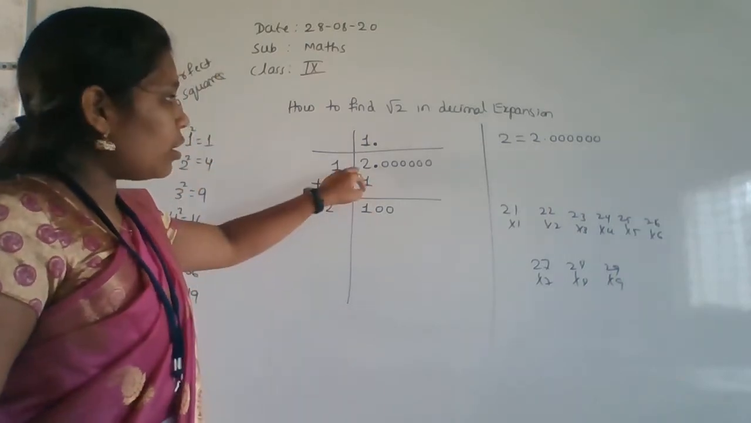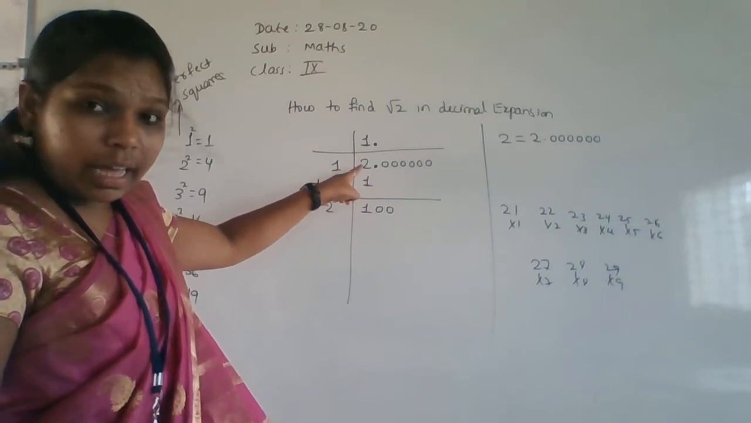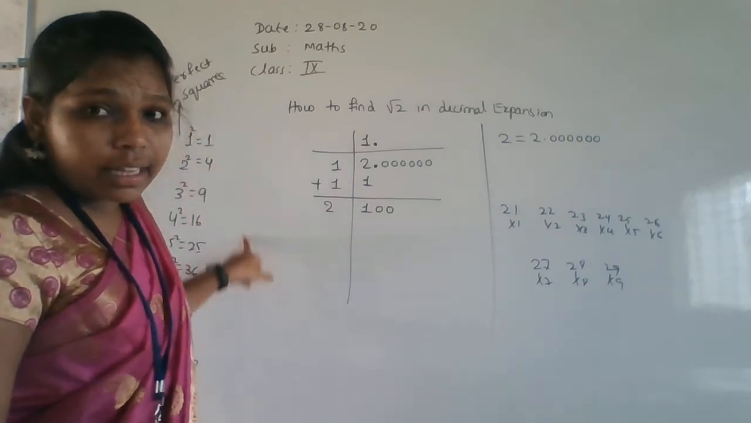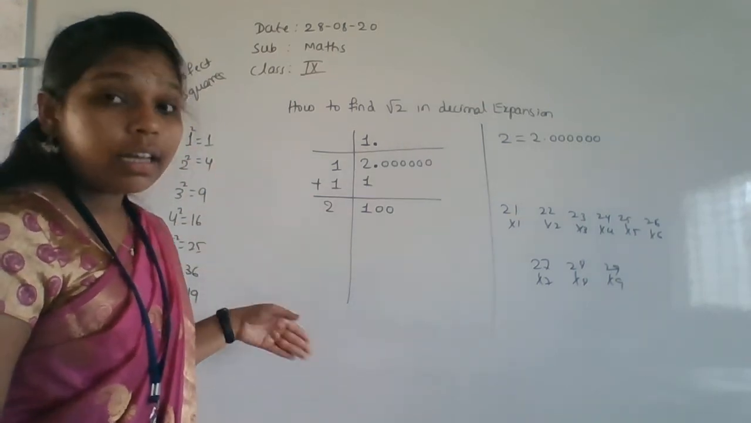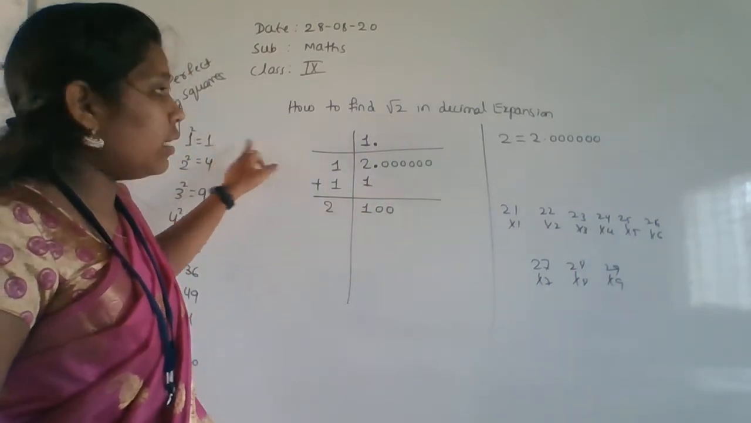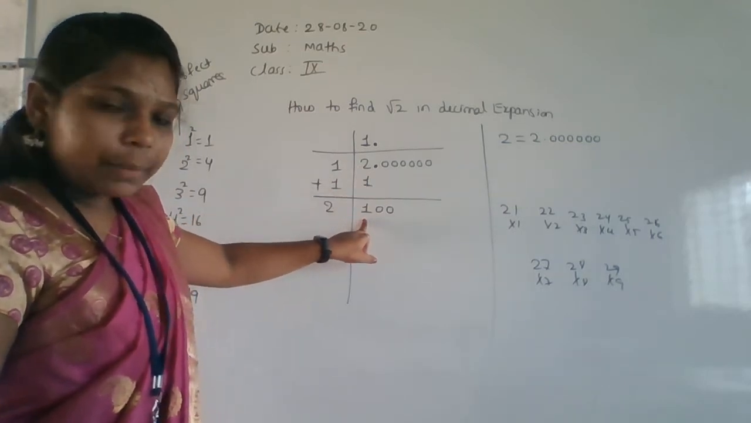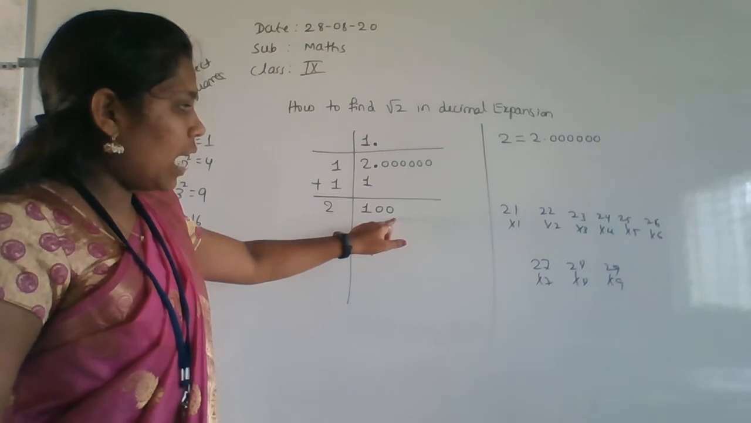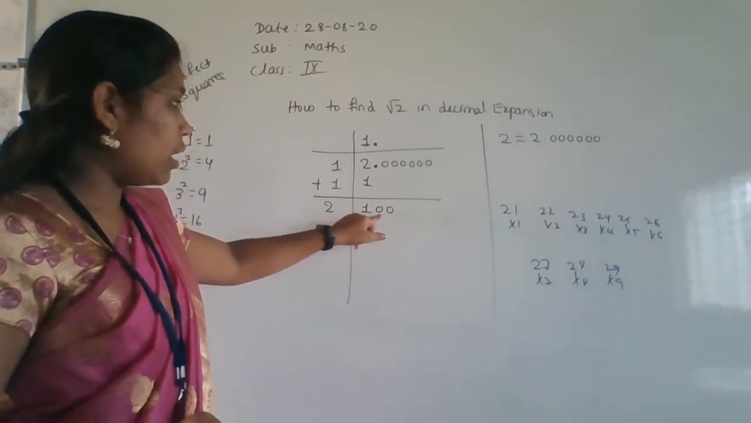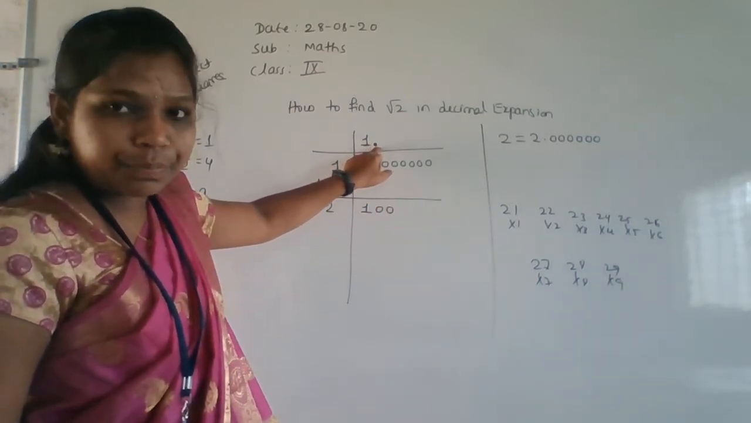Getting everyone? So here 2 is there, means the number smaller than 2 is only 1. We can't take other values here, because all those values are greater than 2. So I am taking the value 1. Okay, so 1 into 1 is 1 here, 2 minus 1 is 1. Next here 2 zeros are there, I am taking 2 zeros here. Next here the point is there, so that's why I am putting a point here.